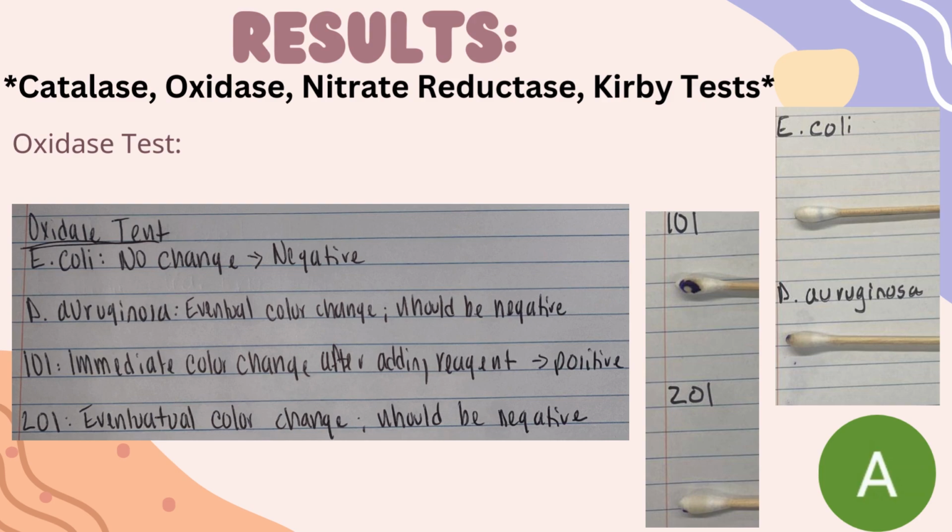The oxidase test displayed a positive result for the gram-positive unknown sample 101, with an evident color change of dark purple. On the other hand, E. coli displayed a negative result with no color change. As for the P. aeruginosa and unknown sample 201, the results should have been negative, and their outcomes may suggest a minor error within the experiment.